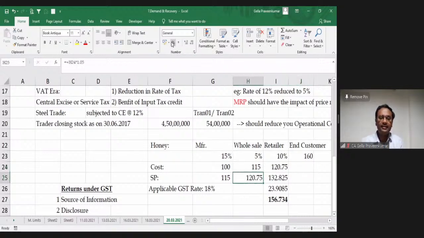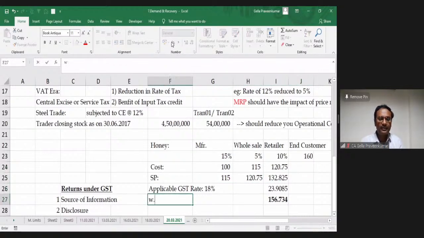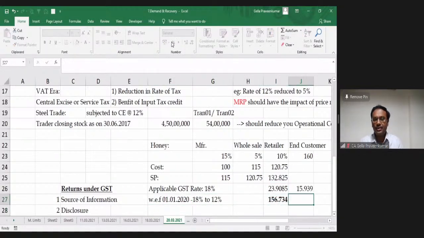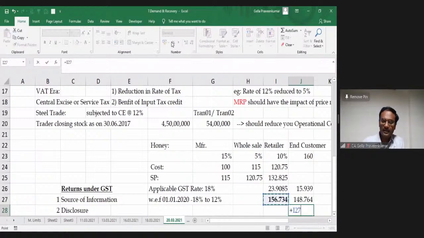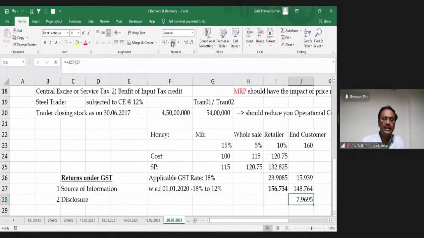When government says, with effect from say 1st January 2020, that for that commodity the rate has been reduced from 18% to say 12%, that means my selling price is 132, and my 12% happens to be 15 rupees. So my MRP should have been 132 plus 15, 148 rupees. How much should be the price reduction? 156 minus 148, 8 rupees.